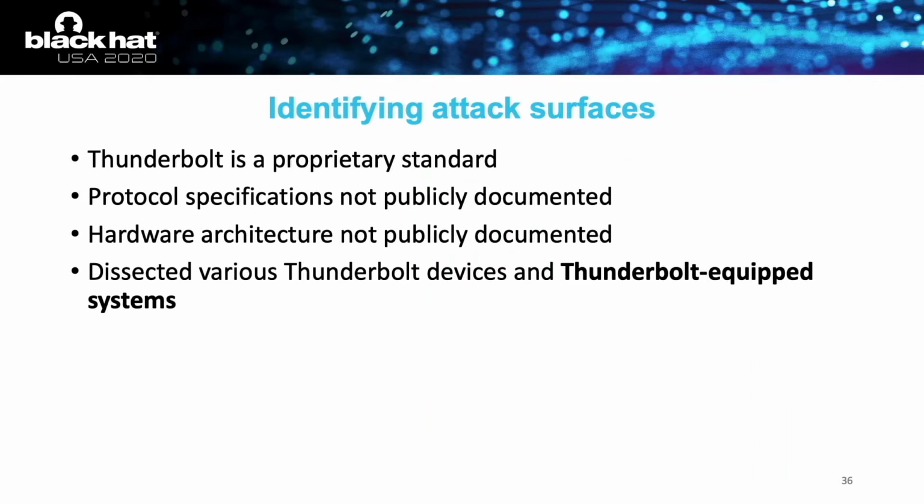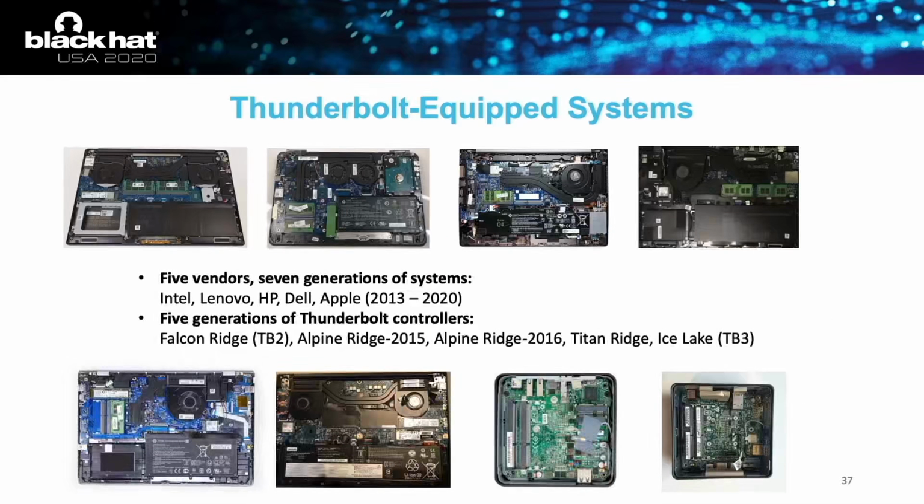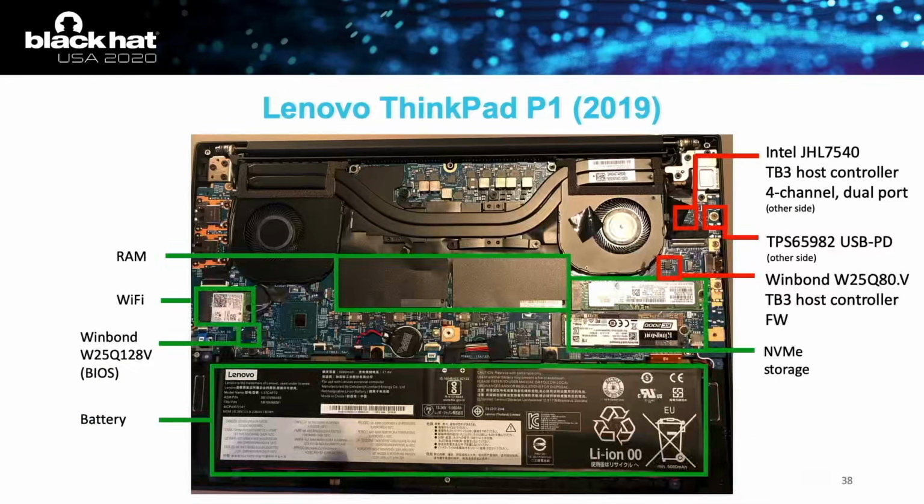So let's have a look at some Thunderbolt equipped systems. We've had a look at all major vendors across 7 generations of systems, and we had a look at 5 generations of Thunderbolt controllers, starting from Thunderbolt 2 with Falcon Ridge, all the way to the latest Ice Lake Thunderbolt 3 controller. They were all pretty much the same, but the Lenovo ThinkPad V1 had a nice clean layout, so that's why I'm showing it here. Most of the components will be familiar to you, but there's of course the most important part in the top right, where we see the Thunderbolt controller, a slightly different TPS version than we saw in the devices, and of course the SPI flash hosting the controller firmware.